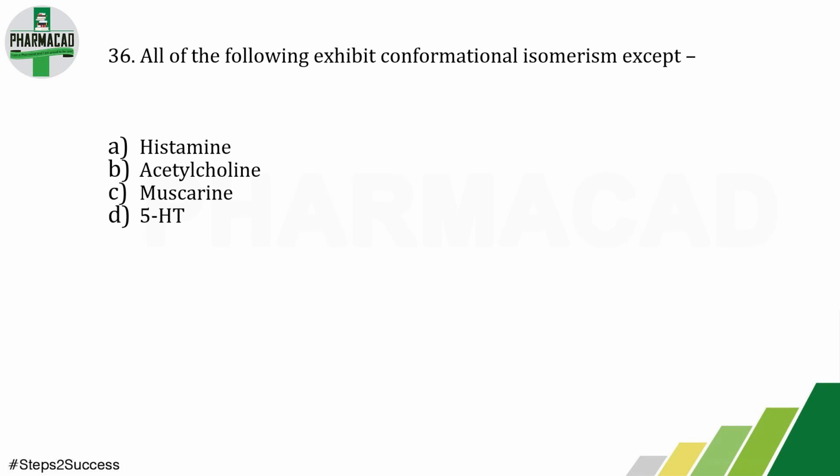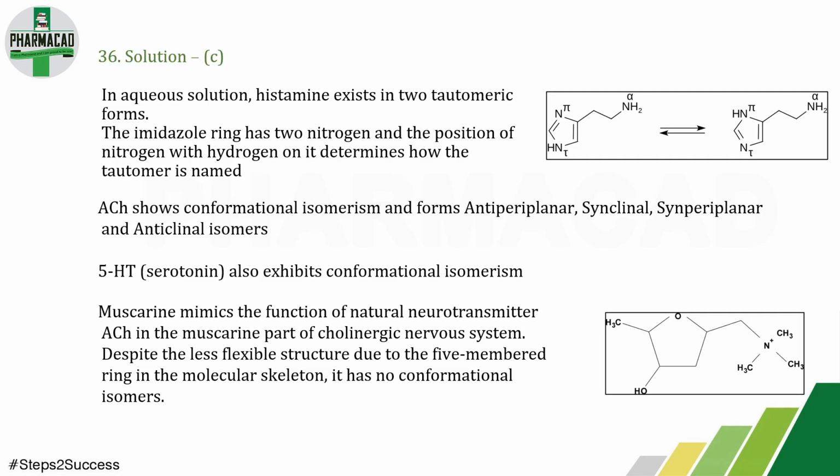Next question. All of the following exhibit conformational isomerism except. So the options here are histamine, acetylcholine, muscarine or 5-hydroxytryptamine. So here is the solution for which of the following exhibit conformational isomerism. We need to remember that in aqueous solution, histamine exists in two tautomeric forms because it has an imidazole ring in its structure. You can see two nitrogens in a 5-membered ring. The imidazole ring has two nitrogens and the position of nitrogen with hydrogen on it determines how the tautomer is named. So in first structure we have NH over here, but in the second one, after tautomerism, the double bond shifts from this nitrogen to this one and hydrogen shifts from here to here. Hence it does exhibit structural isomerism.